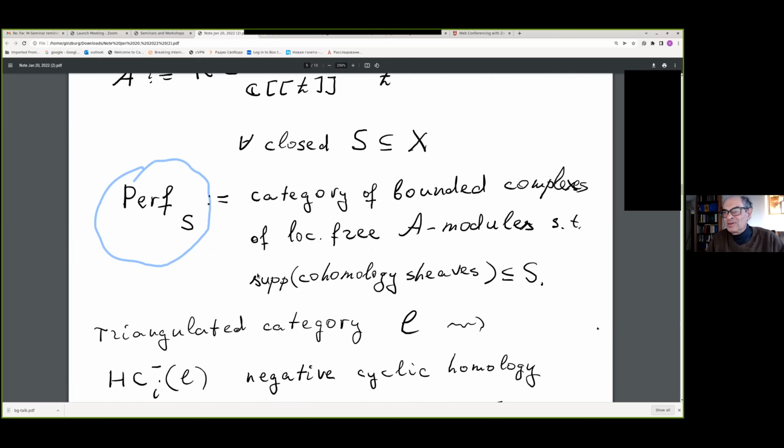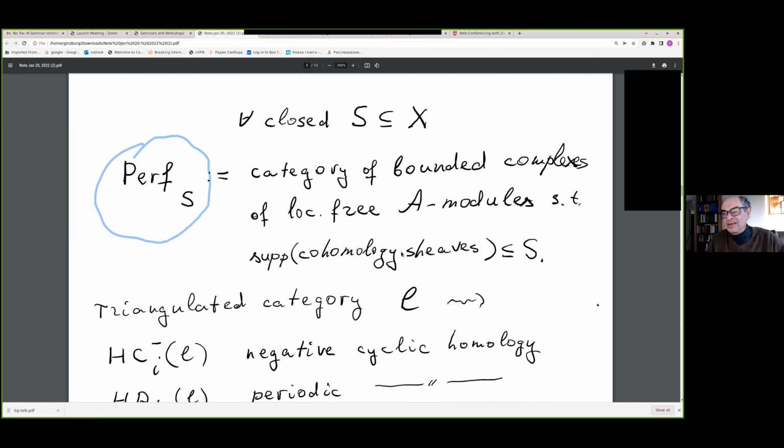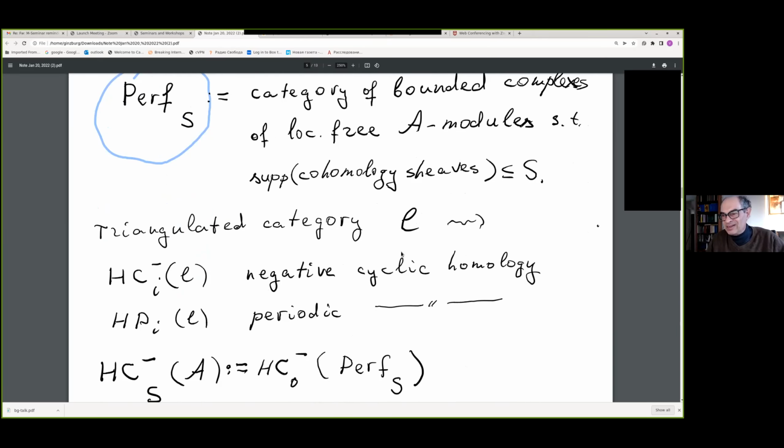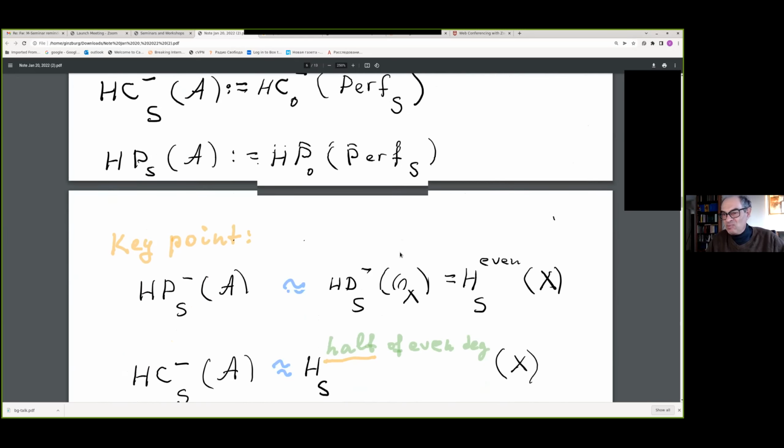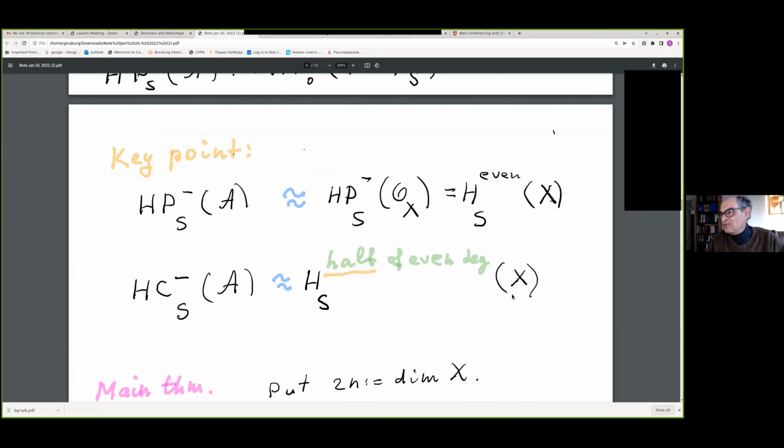And there's a word, perf, which means perfect, but you can just forget about it. So this is some reasonable category of modules over my quantized algebra A. All right. Now, here is the key point in the main theorem. The main theorem was not the theorem about Chern classes, my theorem 1, but that is deduced from the main theorem, which is here. And the main point is written down here.